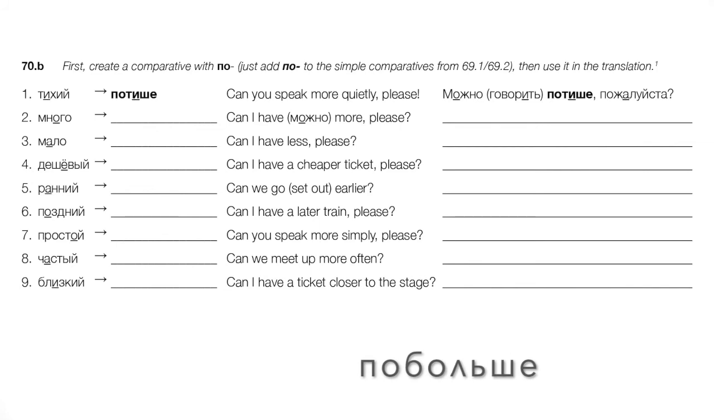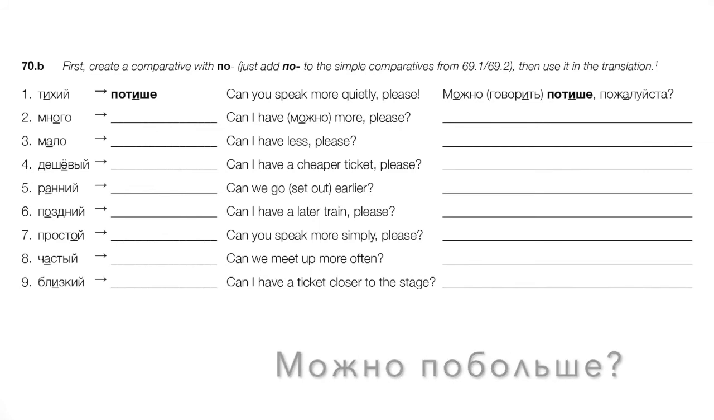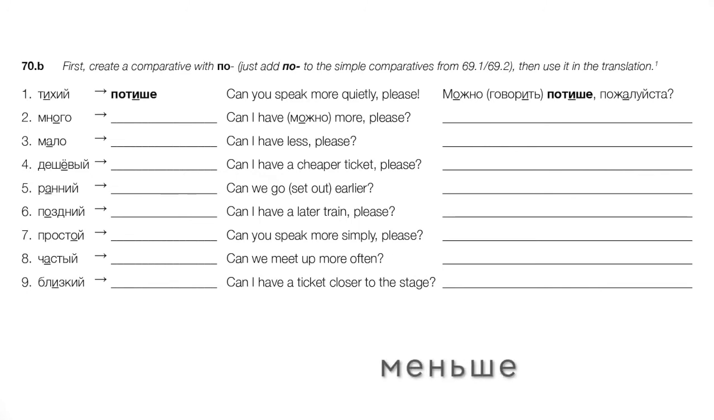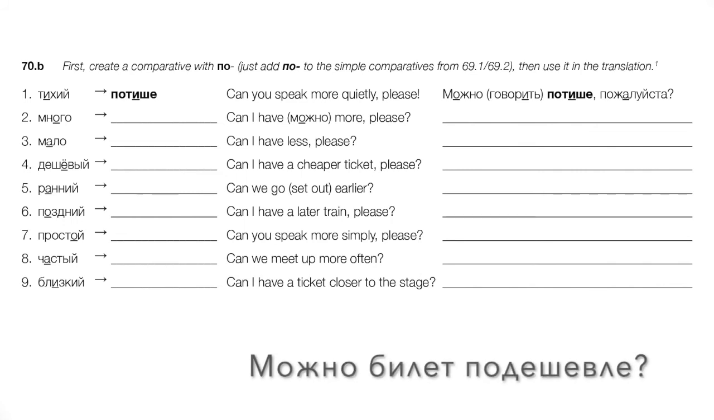Can I have a bit more? Can I have more? Можно побольше? Можно побольше, пожалуйста? Number 3, from мало we get меньше, right? Meaning less. Поменьше would mean a bit less, right? Можно поменьше, пожалуйста? 4, from дешевый we get дешевле. Подешевле would mean a bit less expensive, right? So I can have a cheaper ticket. Можно мне билет подешевле, пожалуйста?